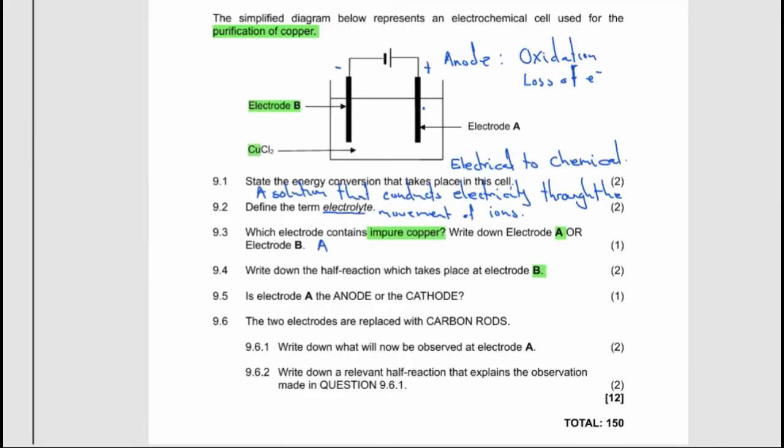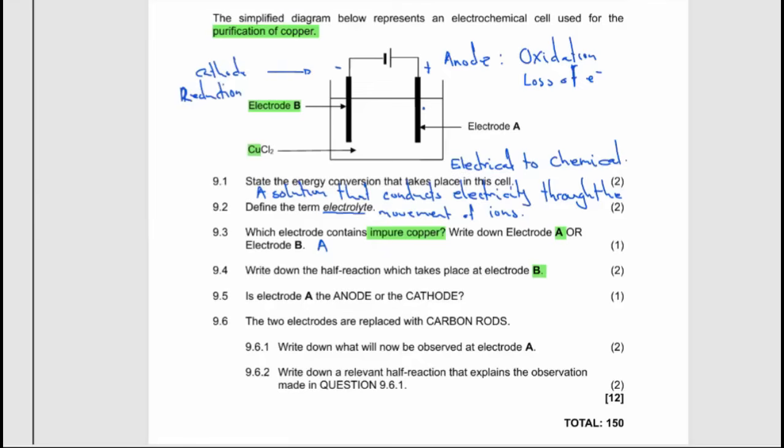So what happens at the cathode? This is the anode and this side is the cathode. This is the cathode that I'm having there. At the cathode, what happens is a reduction. So reduction takes place at the cathode.